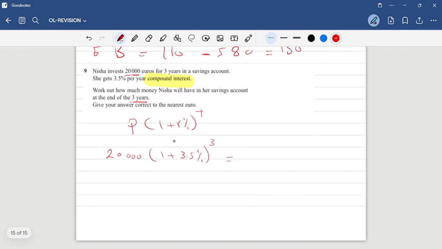So after I write this all on the calculator, the final answer will be 22,174.35, and he asked that it be approximated to the nearest euro, so it will be 22,174. This is the final answer.